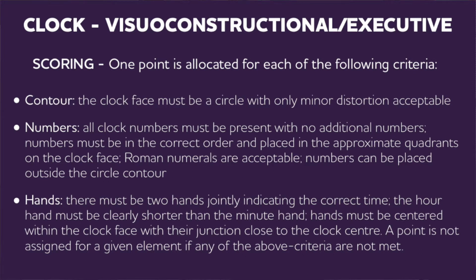Finally, the hands. There should be 2 hands clearly identified. They should be just about near the center of the shape. There should be 1 hand that's clearly the short hand and 1 hand longer. You may have to ask the patient to identify the short and long hand if they haven't drawn it clearly.